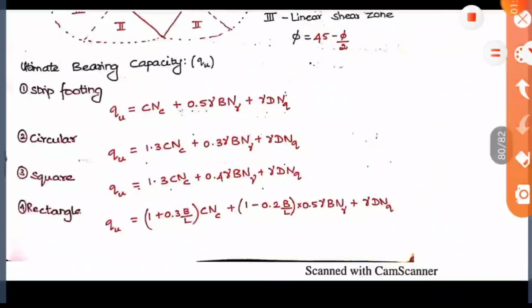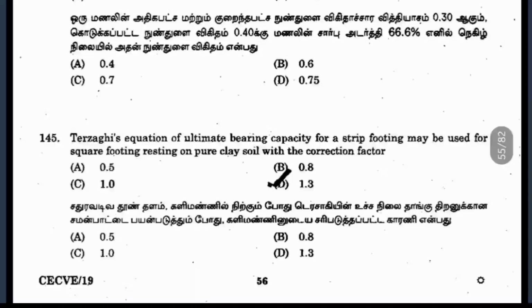You can see the same formula for the circular footing. Neglect this because we have 0 for that. When you see the other two options, this and this are the same, and c Nc is equal to 1.3 c Nc here. They have asked for the correction factor, that is, what change happened there, only that is asked in the question. So it is multiplied with 1.3. So with an addition of the 1.3 correction factor, you can use the same formula for calculating the bearing capacity of square footing. So option D, 1.3, is the answer.